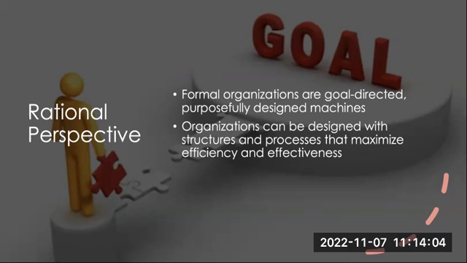According to the rational perspective, the focus of formal organizations is efficiency: obtaining a high ratio of output to input, achieving the best outcome from the least investment of resources. And so, organizations can be designed with structure and processes that maximize efficiency and effectiveness. This is the main goal, to design structures and processes that maximize efficiency and effectiveness.